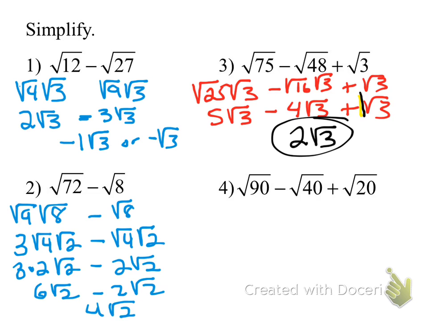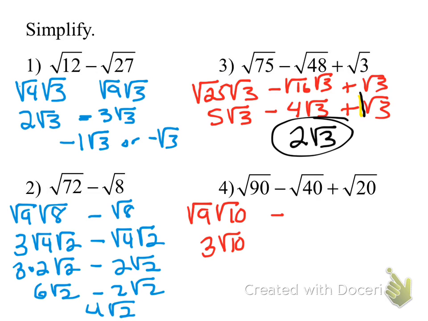Okay? Did you do number 4? How many people completed number 4? Okay, so let's do number 4. Someone I haven't heard from. Maddie, how would you break down 90? 9 and 10. Perfect. Radical 9 times radical 10. And what does that simplify to? 3 radical 10. Good.